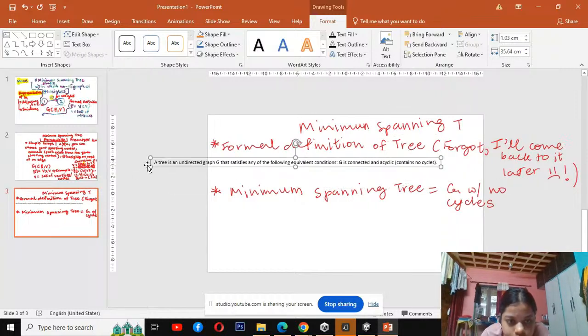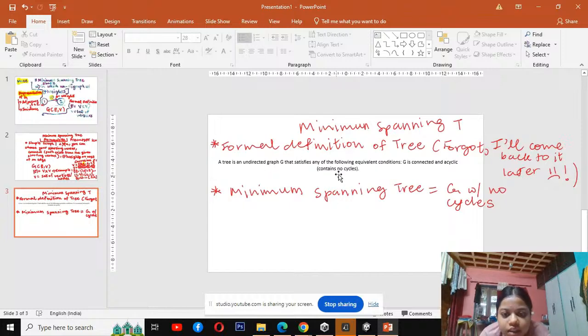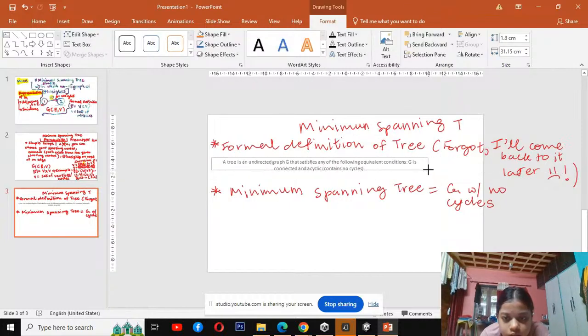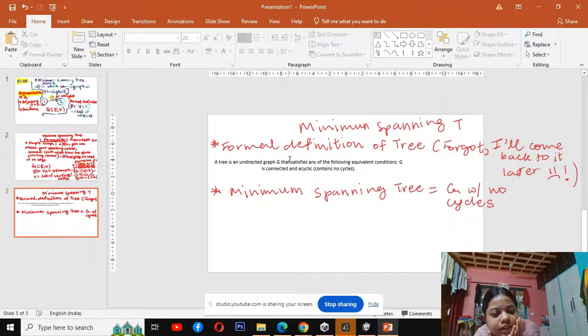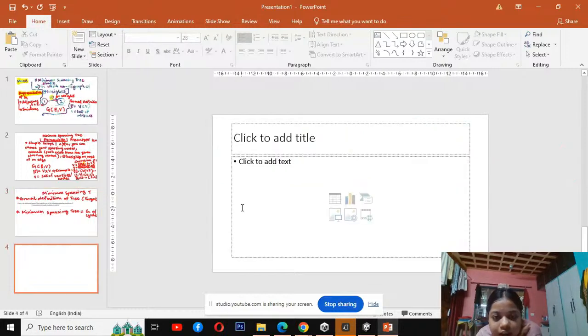A tree is, okay, I'll just make it bigger. I think this is enough. A tree is an undirected graph that satisfies any of the following equivalent conditions. So, the formal definition of tree comes here: G with no cycles. I am not sure about the minimum spanning tree. Okay, anyhow, let's forget about it, or else we will get stuck in here. So, let's make a new slide.